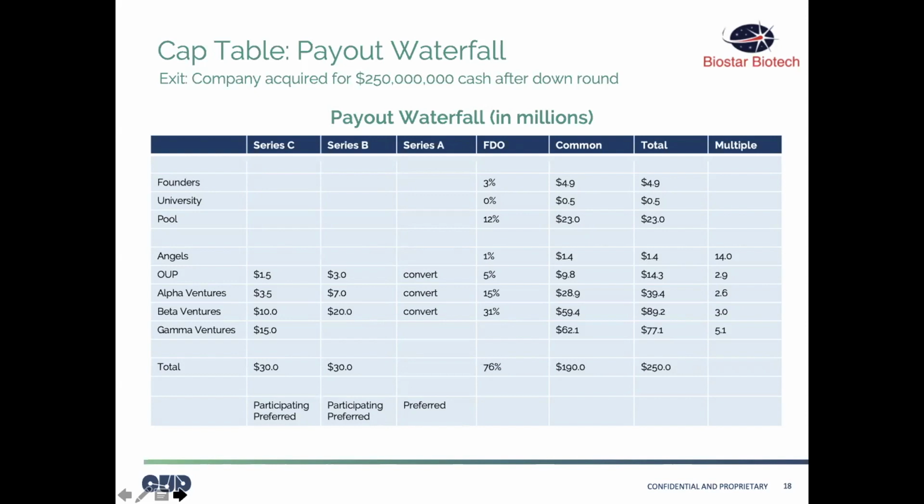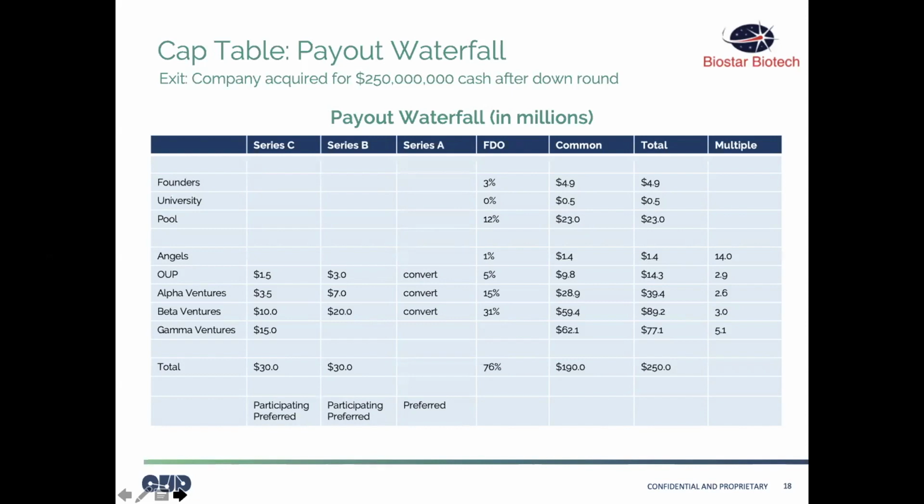And then again, OUP and Alpha, although we were Alpha and Beta rather, all three of us participated in the investments in the A and the B before the failure. But by our ability and right to participate in the C, we're able to buy our way back to reasonable, though not great multiples. 2.5 to 3 is good, not great. Gamma, because they came in last, is a 5X multiple, and they're very happy.